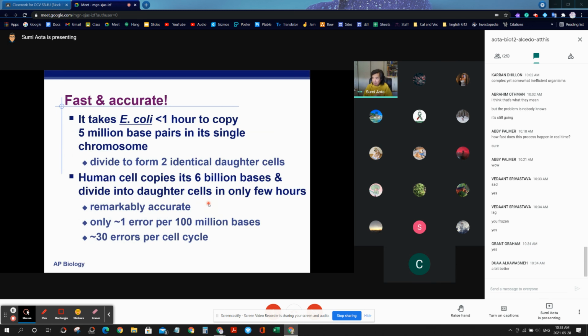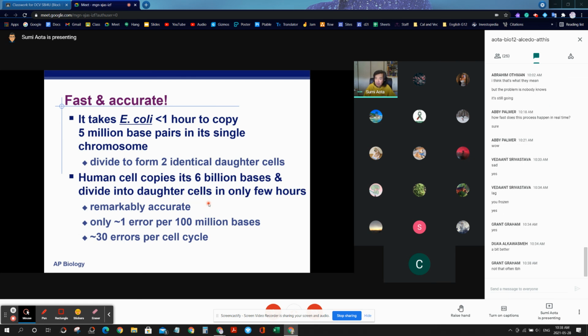And yet, with 30 errors every cell division, and you guys have gone through a lot of cell division, how many mutations do you think you carry? How often do you get cancers in your lifetime? Right? Or how often do you mutate? Yeah. Right? I don't think anyone in here is an X-Men.